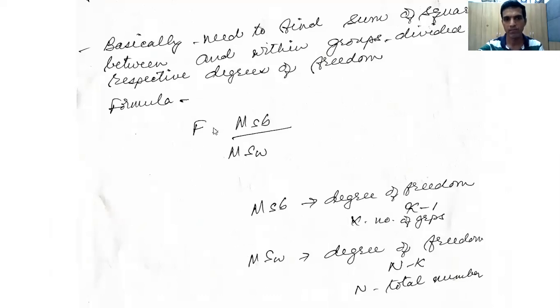Now the formula is F is equal to mean squares between groups divided by mean squares within groups. The degree of freedom for mean squares between groups is k minus 1, where k is equal to the number of groups, whereas for mean squares within groups, the degree of freedom is n minus k. That is, n is the total number of people and k is the number of groups.